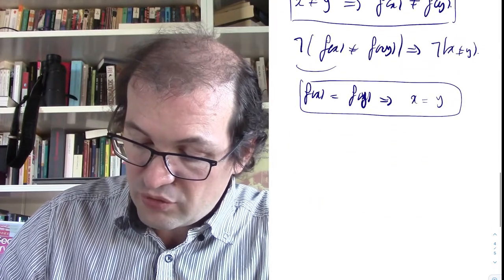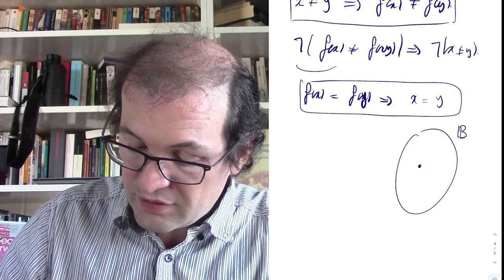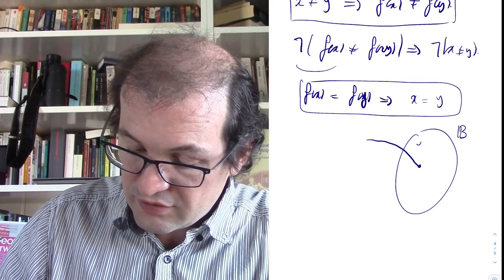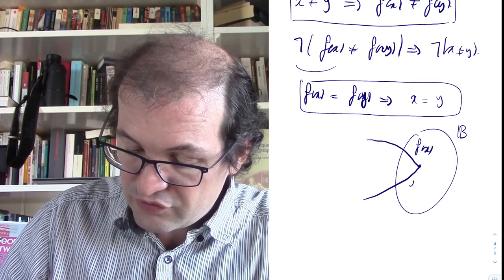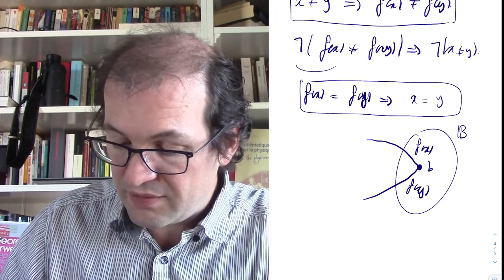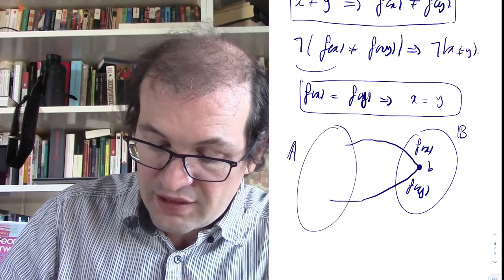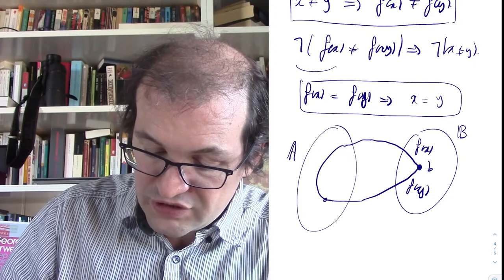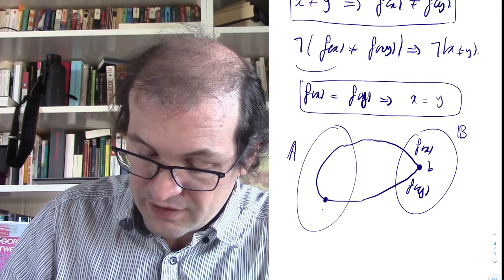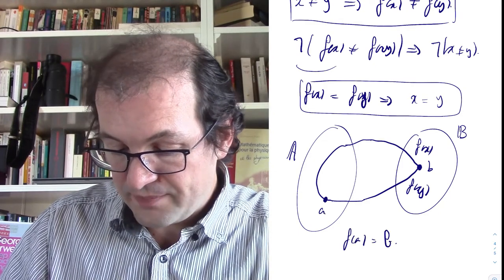Look at it otherwise. If you are in the codomain B and the function arrives there through two different ways, it arrives at the same value B in big B, it means that if the function is injective, in the domain these two things also originate from the same element, A. We've got f of A equal B.